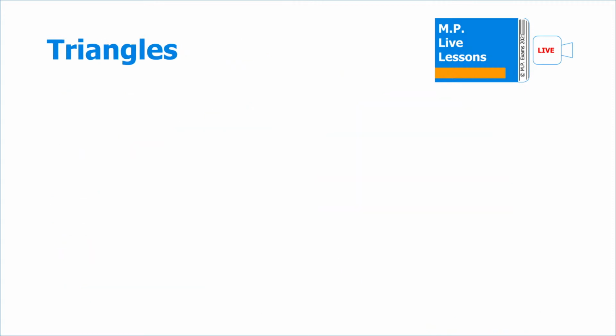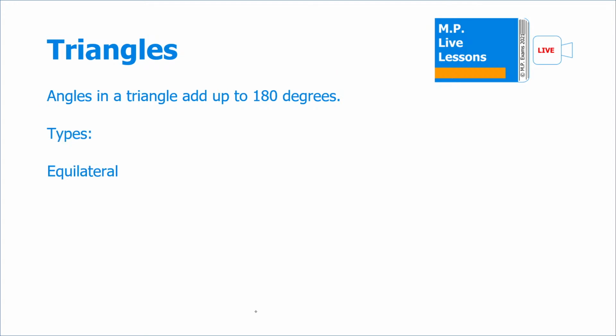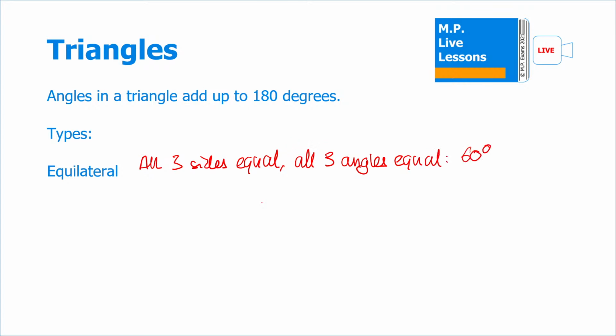Now, the foundations here would also need to know about the basic properties of triangles. For example, angles in a triangle always add up to 180 degrees, and you have a few special types. Equilateral ones: all 3 sides equal, all 3 angles equal, 60 degrees. Isosceles ones will have 2 angles equal, 2 sides equal.